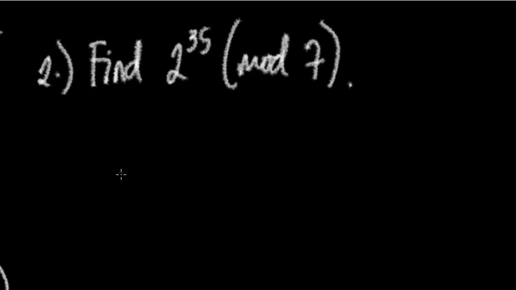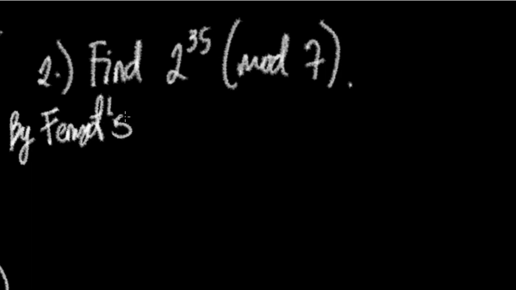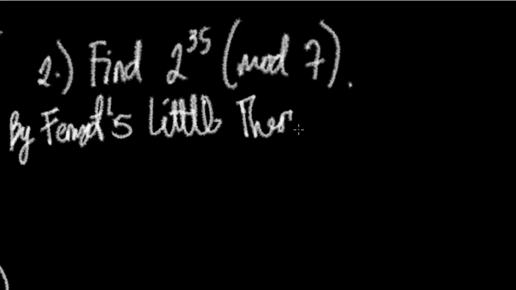Okay, so let's have this. Find 2 raised to 35 mod 7. By Fermat's little theorem, since 7 is the mod, we say that 2 raised to 6 is congruent to 1 mod 7.